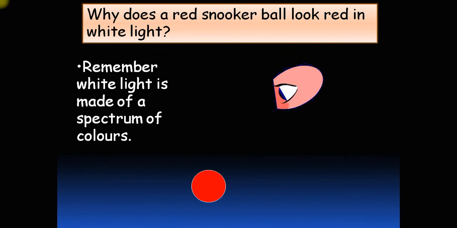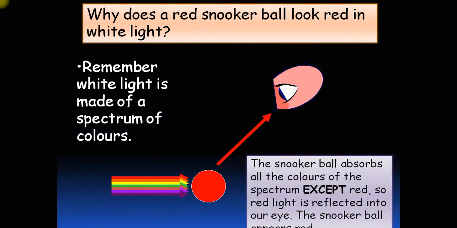Why does a red snooker ball look red in white light? Now the reason is because all other colors, or all other wavelengths, are absorbed except the wavelength that is related to red. All other colors are absorbed except red.